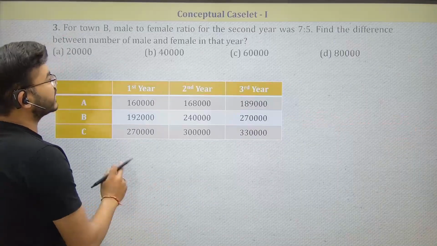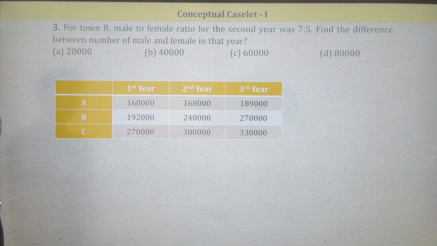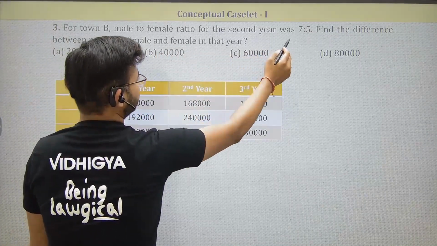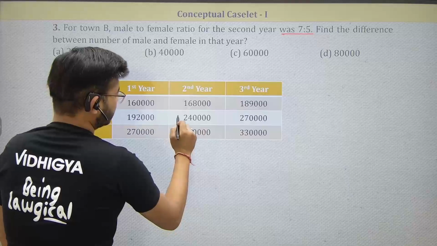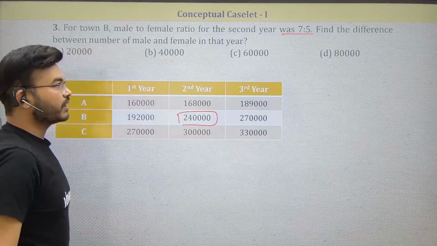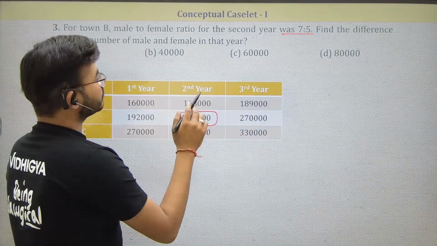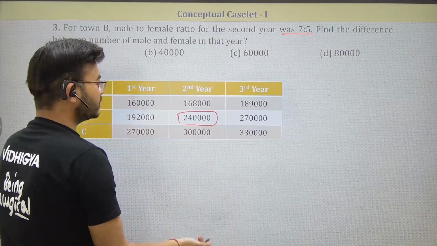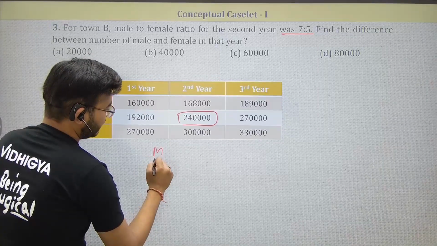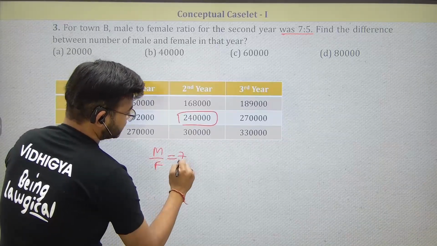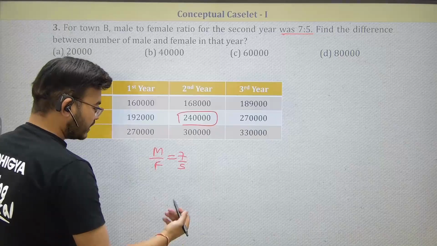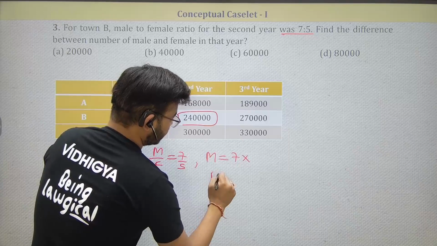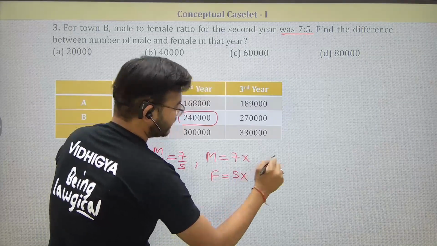Okay. Next. For town B, the male to female ratio for the second year was 7:5. We are talking about the second year. The ratio of male to female was 7:5. Let us assume that the total males were 7x, so the total females will be 5x.